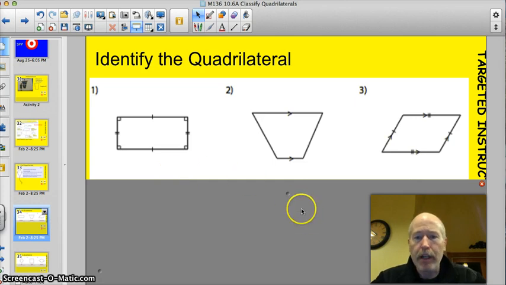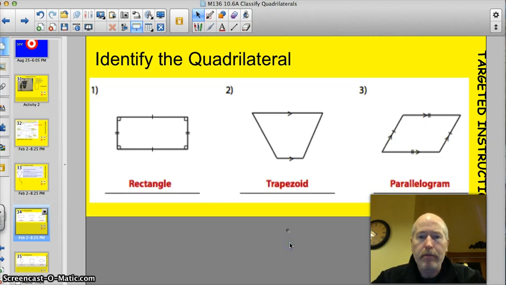All right, let's see how you did. First one, rectangle. Ding, ding, ding. Second one, trapezoid, exactly one set of parallel lines. Very good. Parallelogram, two sets of parallel lines, opposite one another, and those sides opposite are congruent. Sweet! Let's try another one.